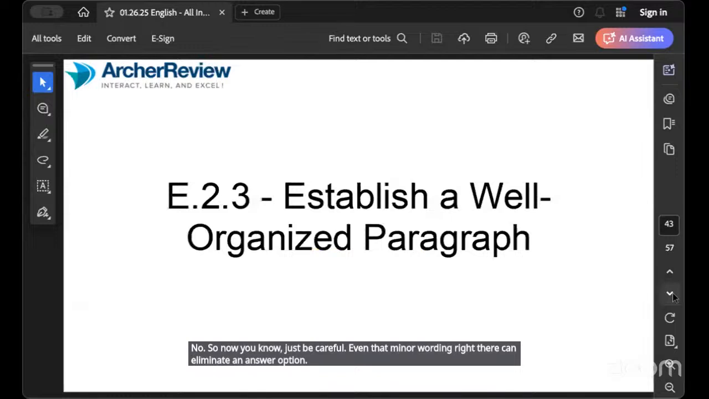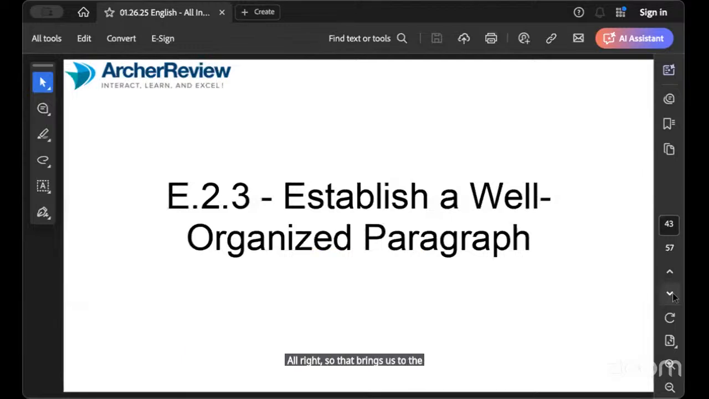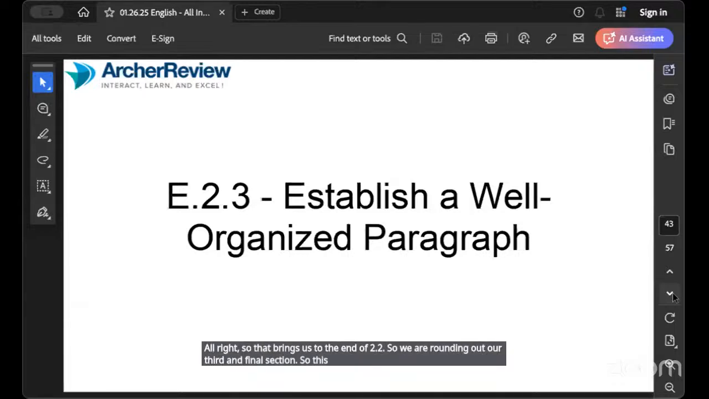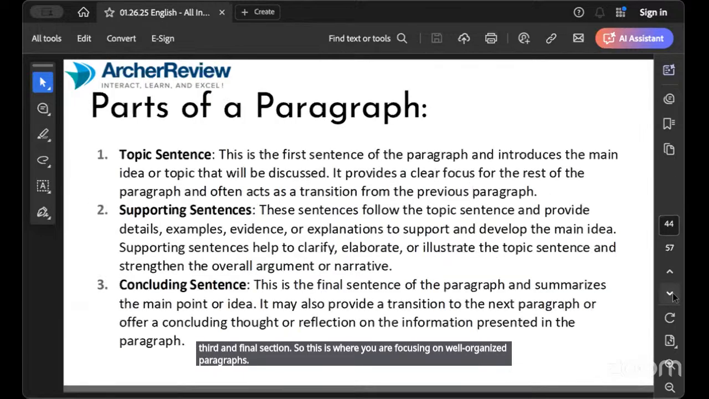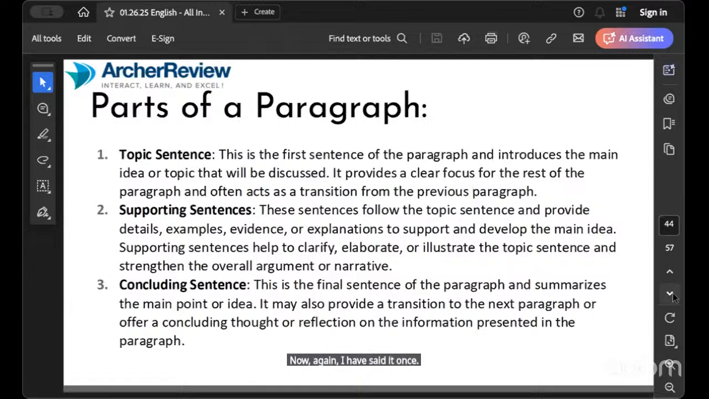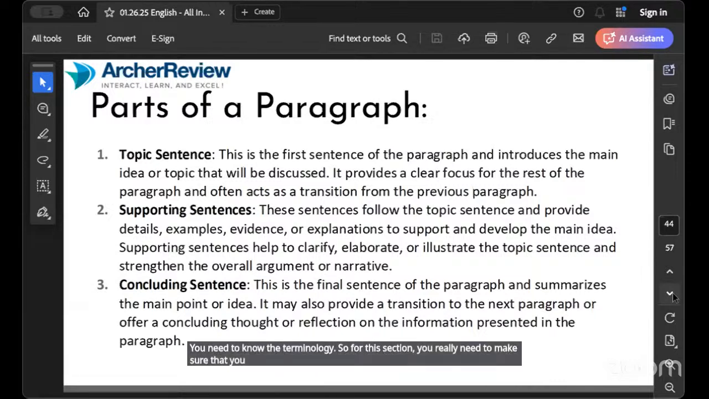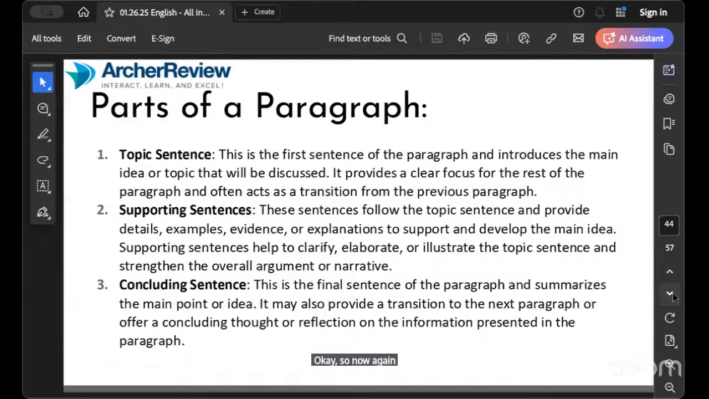All right, so that brings us to the end of 2.2. So we are rounding out our third and final section. This is where you are focusing on well-organized paragraphs. Now, again, I have said it once tonight, I have said it many times in my life, and I will always stand by: you need to know the terminology. So for this section, you really need to make sure that you understand and can identify the different parts of a paragraph. I'm not going to sit here and read all this word for word. This is for you to keep for your notes.